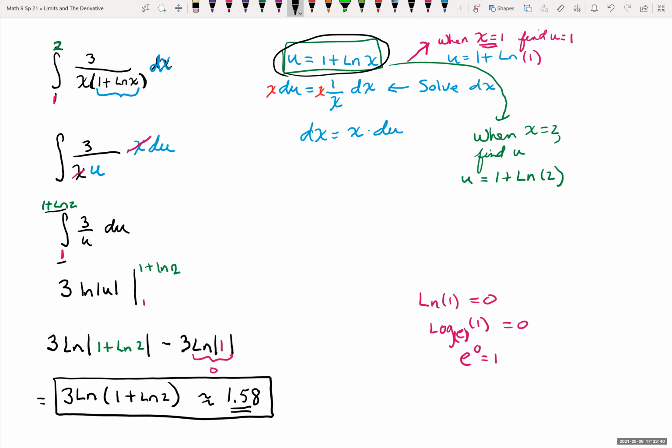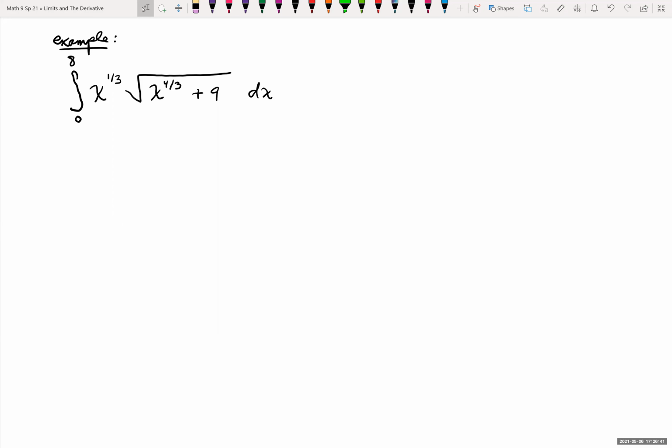We're looking at another example of a definite integral. And in this example, again, we're going to have to use substitution. So when do I know I have to use substitution, and what kinds of things do I look for to choose for that u to be? If you have a radical, like we do in this example, we have the integral from 0 to 8 of x to the 1/3 power, and then that's all times the square root, and underneath the radical, the radicand is x raised to the 4/3 power plus 9.